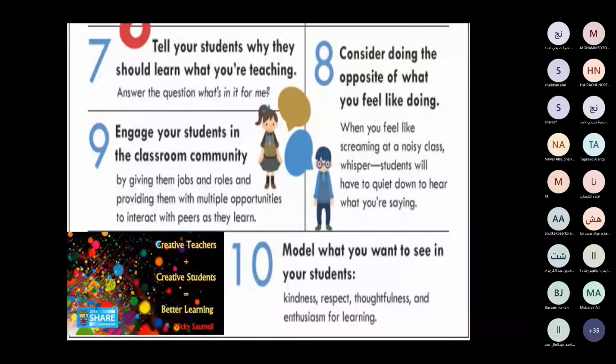And a very important and last point, model what you want to see in your students. You have to be a model to your students because students like to imitate their teachers. So kindness, respect, thoughtfulness, and enthusiasm for learning. And as you see here, the mathematical equation: creative teachers plus creative students equals better learning. This is a saying by Vicky Samuel.